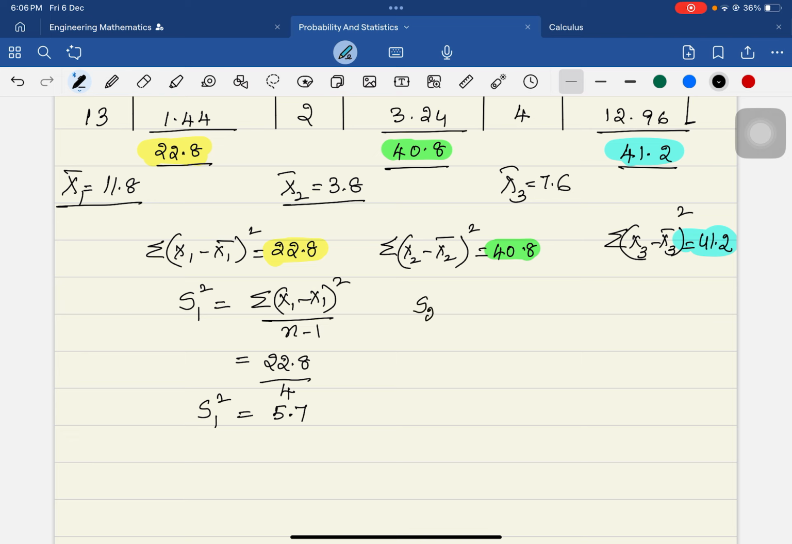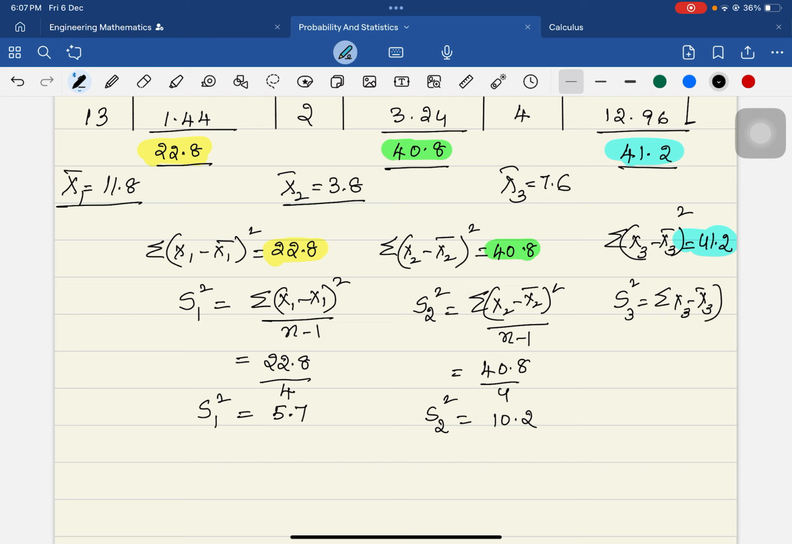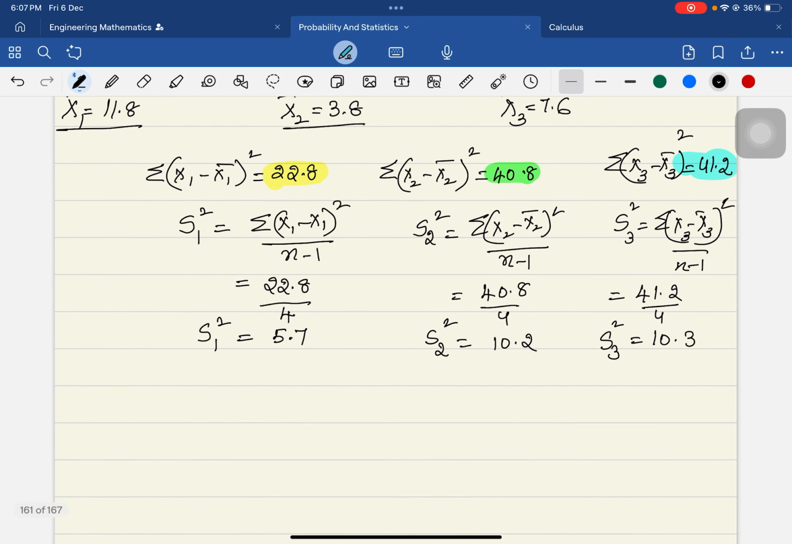Now the variance of the second group is given by sigma x2 minus x2 bar the whole square by n minus 1. So that is 40.8 by 4, and therefore S2 square is 10.2. Okay. Now let us find S3 square, sigma x3 minus x3 bar the whole square by n minus 1, that is 41.2 by 4, which is 10.3. S3 square, the variance of the third group, is this.